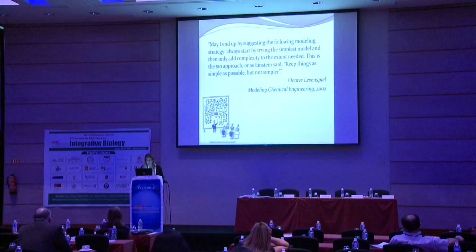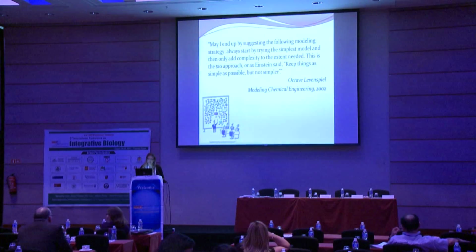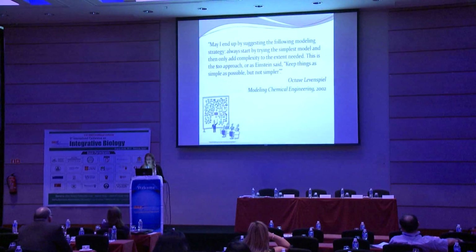And to the end, I don't know if anyone here is a chemical engineer, but if you are, you know Levenspiel, and I would like to read this. He wrote this in Chemical Engineering Modeling in 2002: may I end up by suggesting the following modeling strategy. Always start by trying the simplest model, and then only add complexity to the extent needed. This is the $10 approach, or as Einstein said, keep things as simple as possible, but not simpler.